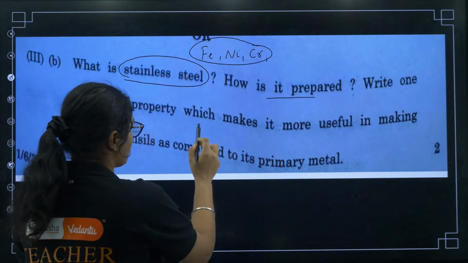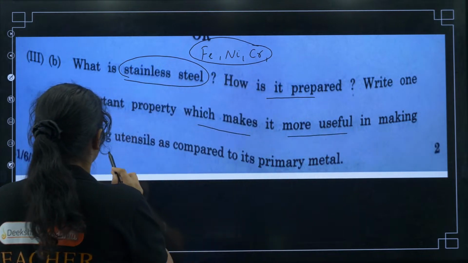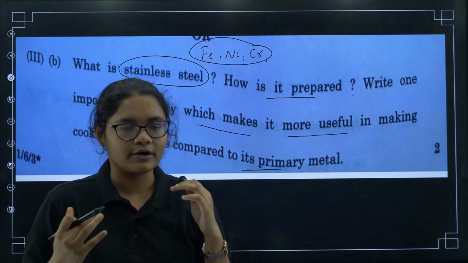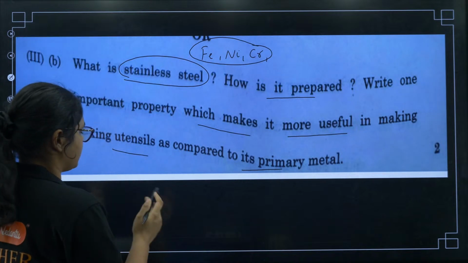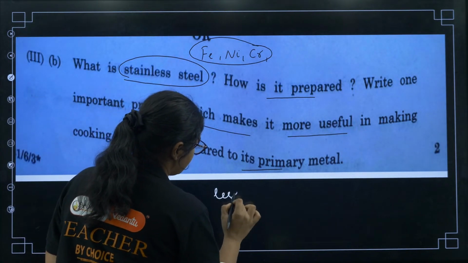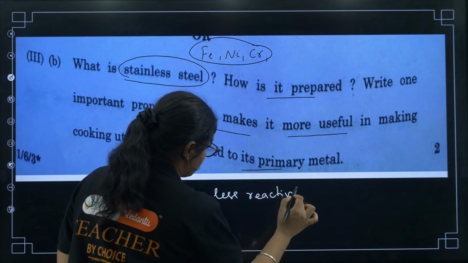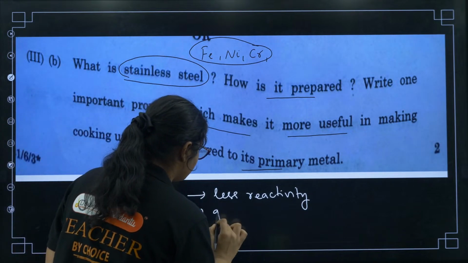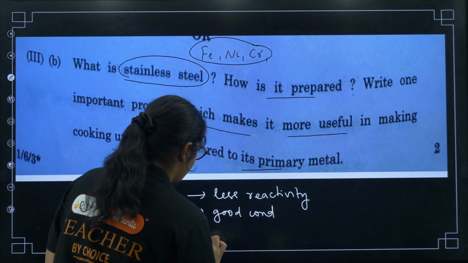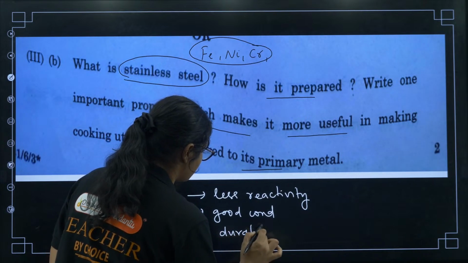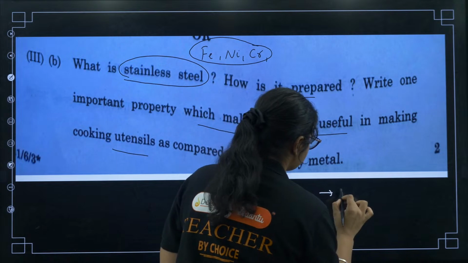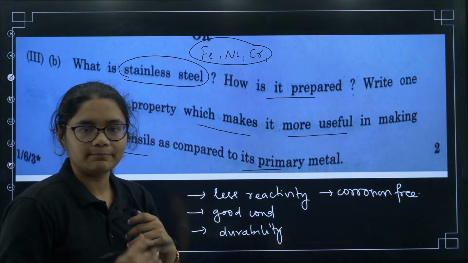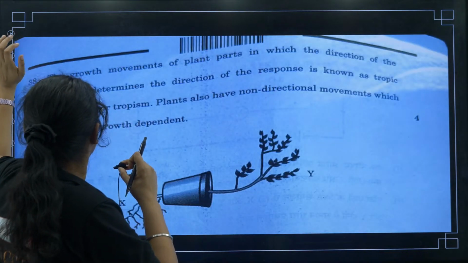Next, write one important property which makes it more useful in making cooking utensils as compared to its primary metal. You can write many properties. One important property is its less reactivity, so that it doesn't react with the food we prepare in the utensils. Good conductor of heat. You can also write about its durability. Then corrosion free. There are so many properties, you can mention any one. So yes, that was the 4-marker question.